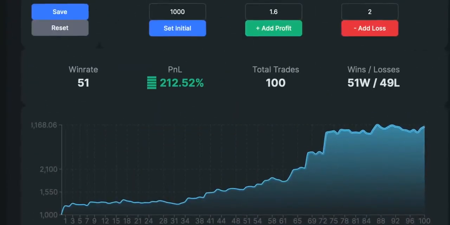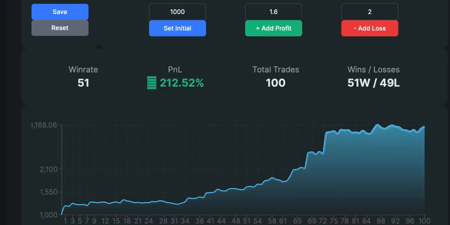Okay, backtesting is over and we made some ridiculous gains. I mean, just take a look. We started our account with £1,000 and as I said, we were risking 2% per each trade. And our win rate is 51%. It's not ideal, but still it's really good. And we made 212.52% returns on our account, which is absolutely crazy.